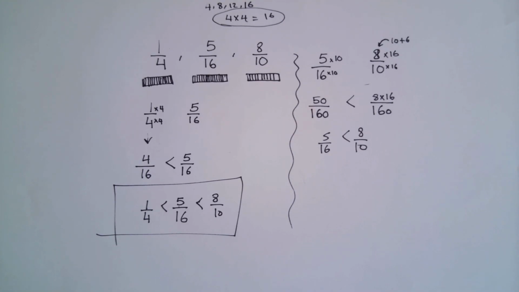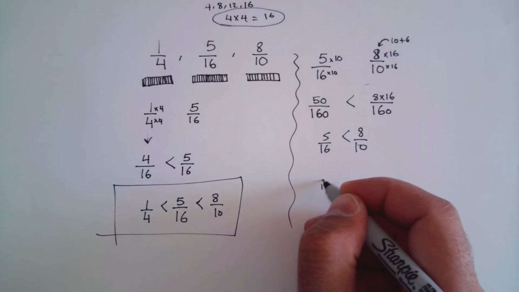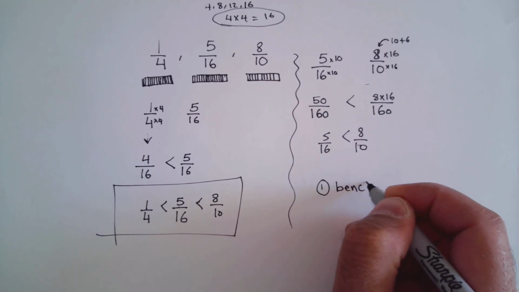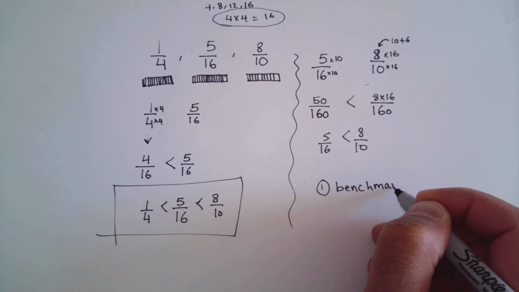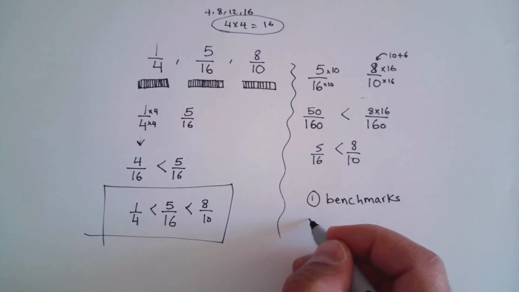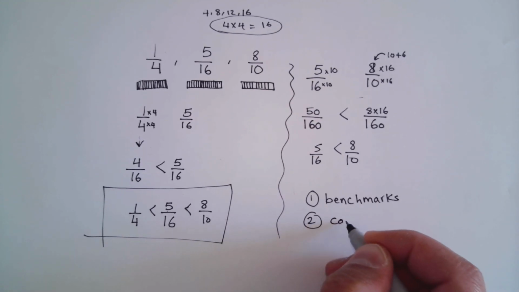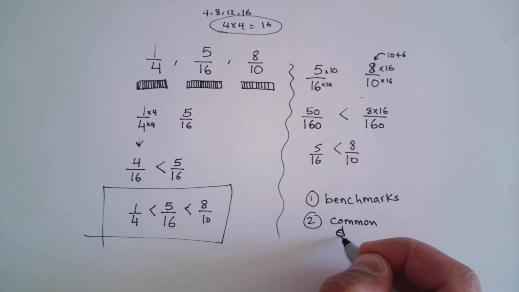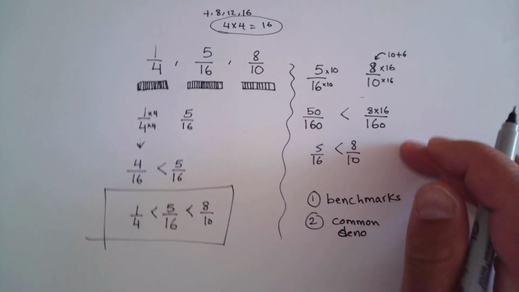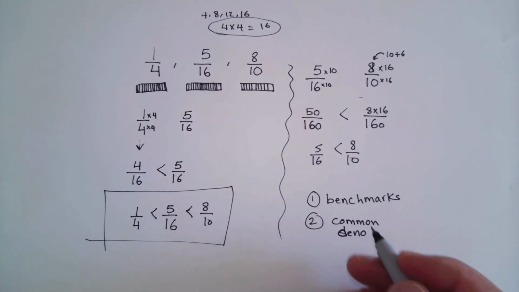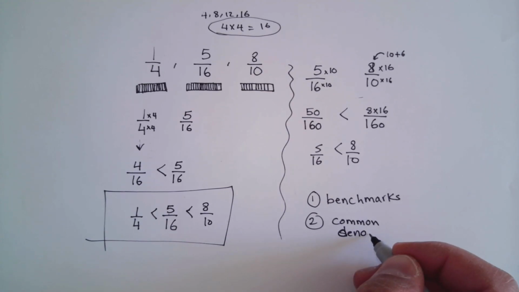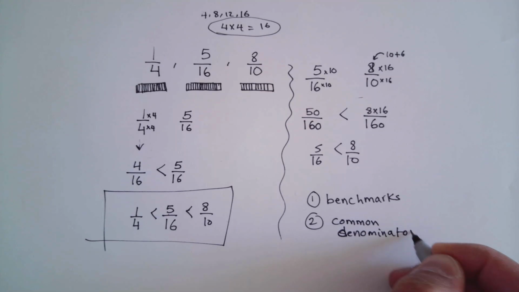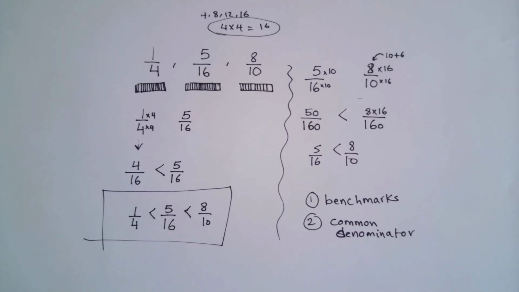Okay, so use your benchmark when you're comparing fractions. Make a common denominator, make the same denominator like I just did with the 8 tenths and the 5 sixteenths, and you will be able to solve these problems, okay?